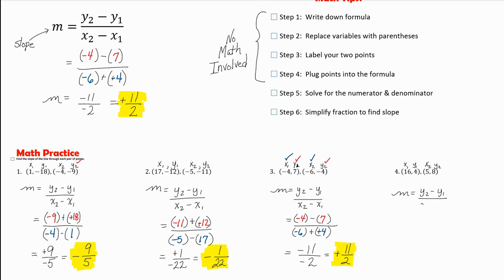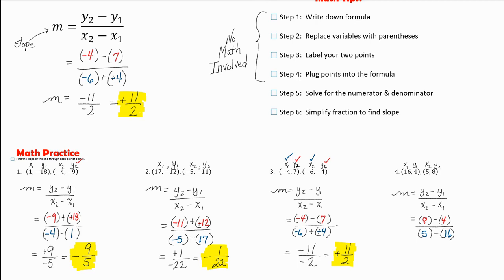Once you learn this formula and can say it forwards and backwards in your sleep, then you can go ahead and leave it out and just replace it with these parentheses. So here we go. We have y sub 2 is 8. We have y sub 1 is 4. We have x sub 2 is 5. And then we have x sub 1 is 16.